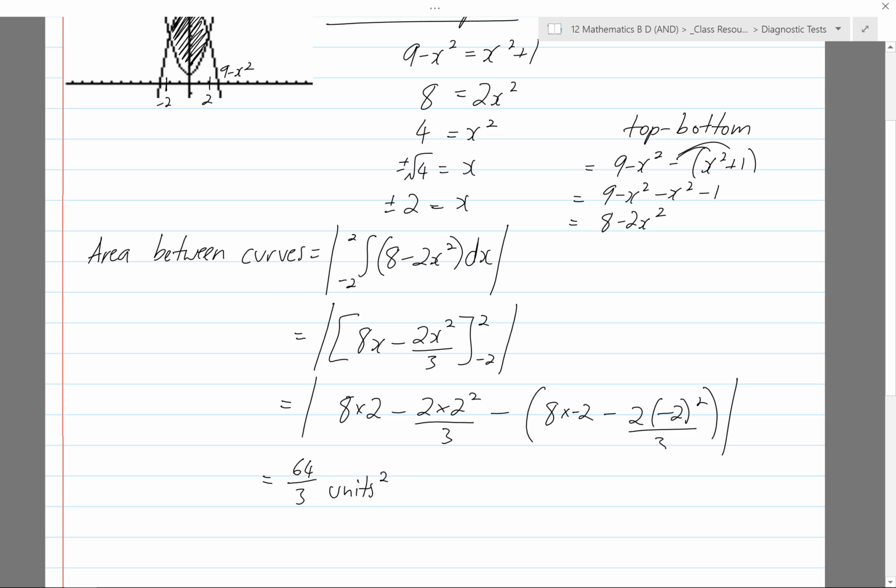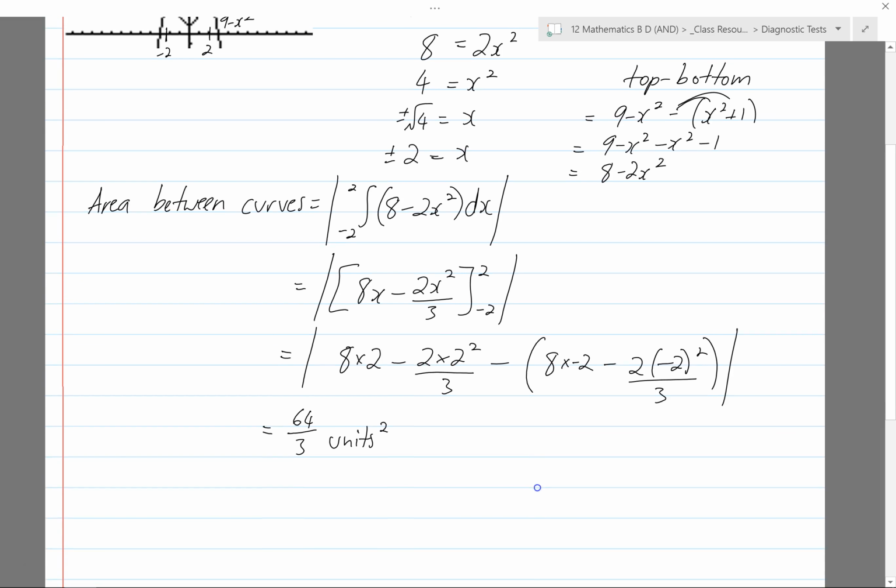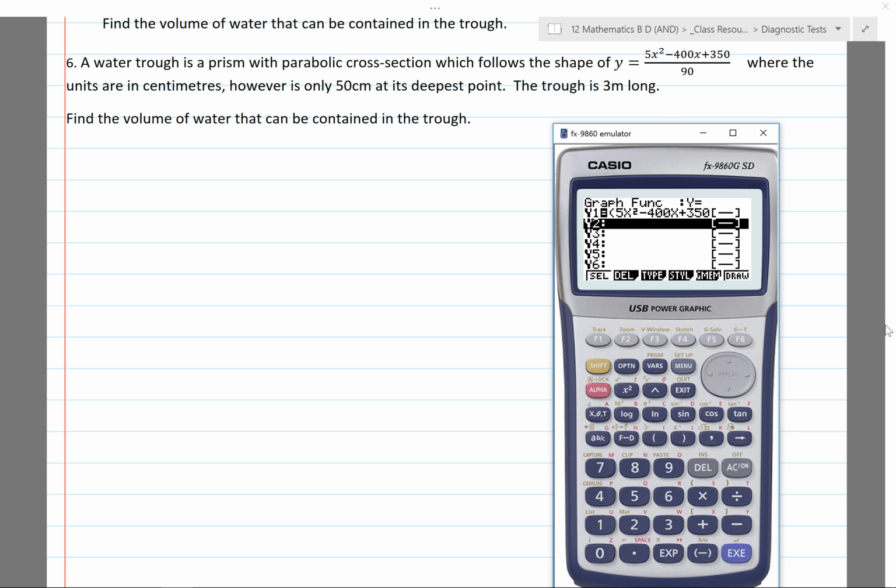Oh, you might have something like 21 and a third. Okay, but that's all good. So that's area between curves. This question really just requires us to understand what's going on in the problem.